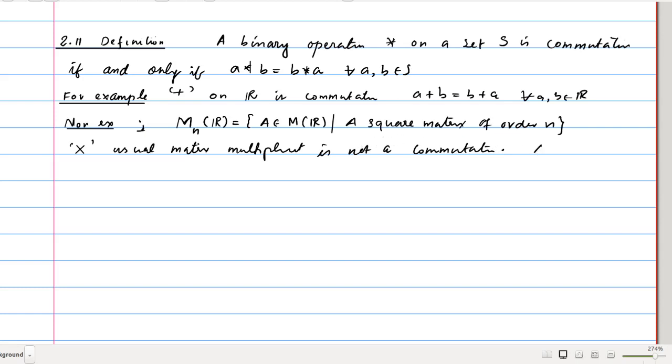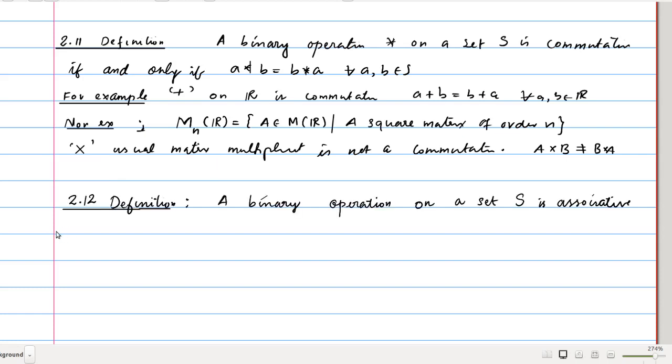Because we know that A times B need not equal B times A for all A, B. So this never happens for all A, B. Then we can consider this as a binary operation on M_n(R). This usual matrix multiplication is a binary operation on M_n(R), but it is not a commutative binary operation.